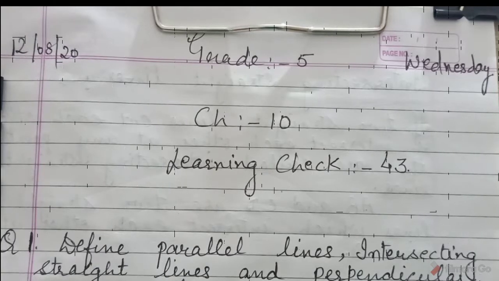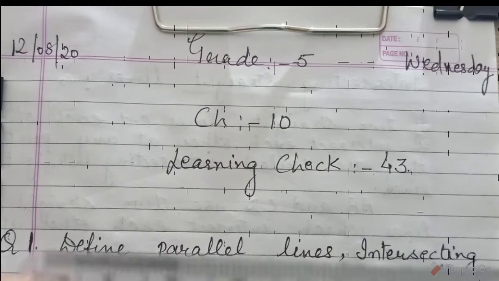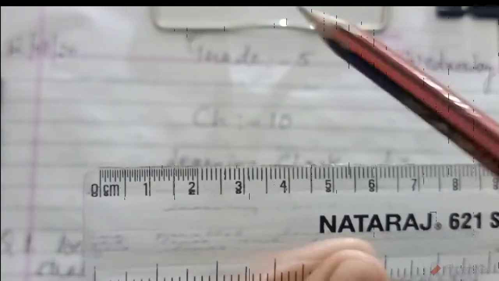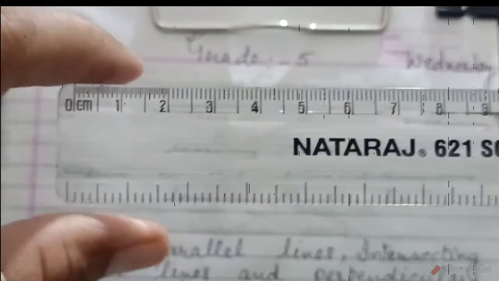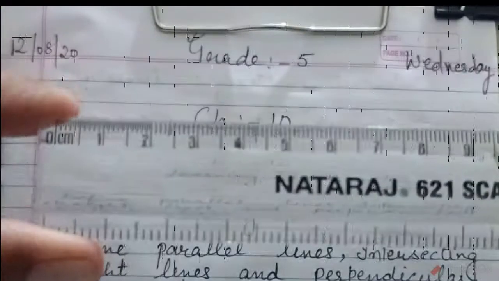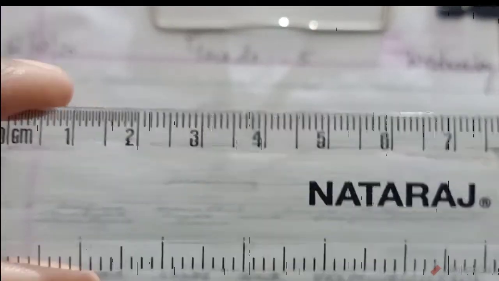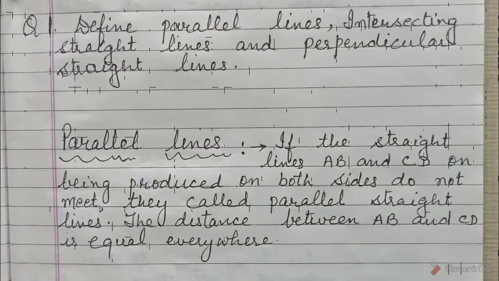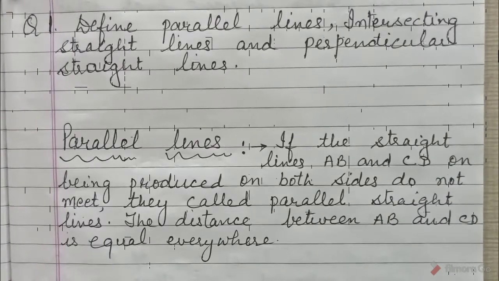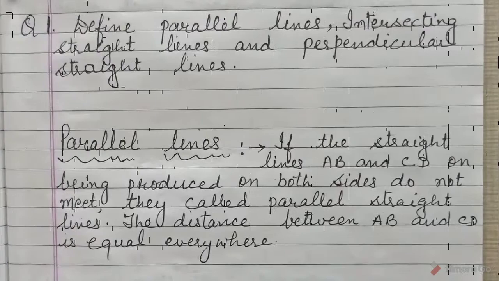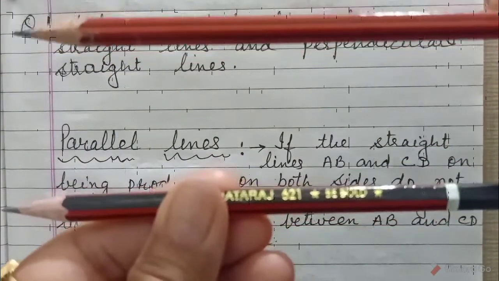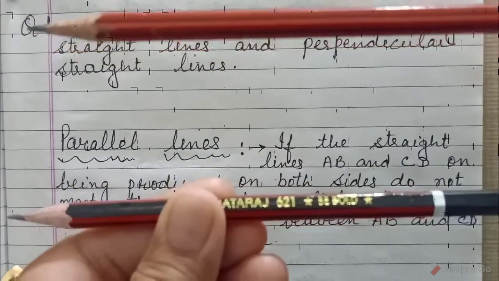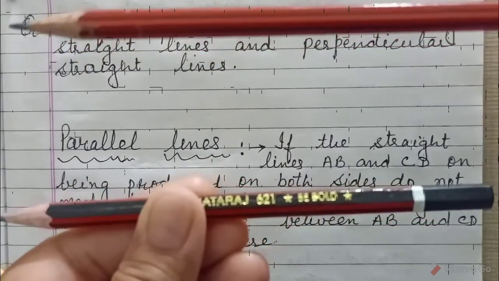For example, we can take the scale, this one. These two sides are parallel sides, okay? So the edges of the scale are parallel lines. Next, take the example of two pencils, like this. We have taken two pencils and the distance between these two pencils is equal; that is called parallel lines.